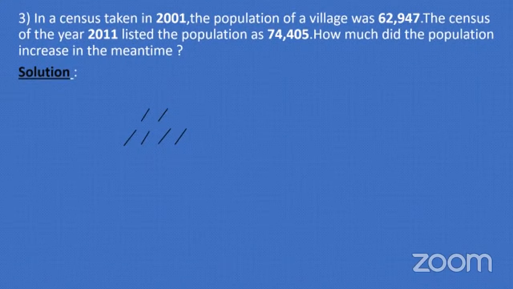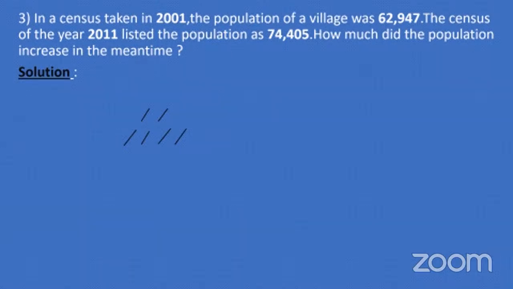It always happens every 10 years. Last time it happened in 2011. So when the census was taken in 2001, one village had a population of 62,947, and in 2011 it was 74,405. So how much did the population increase in the meantime? In between, how much has the population increased? For that purpose we have to subtract the population of 2001 from the population of 2011.